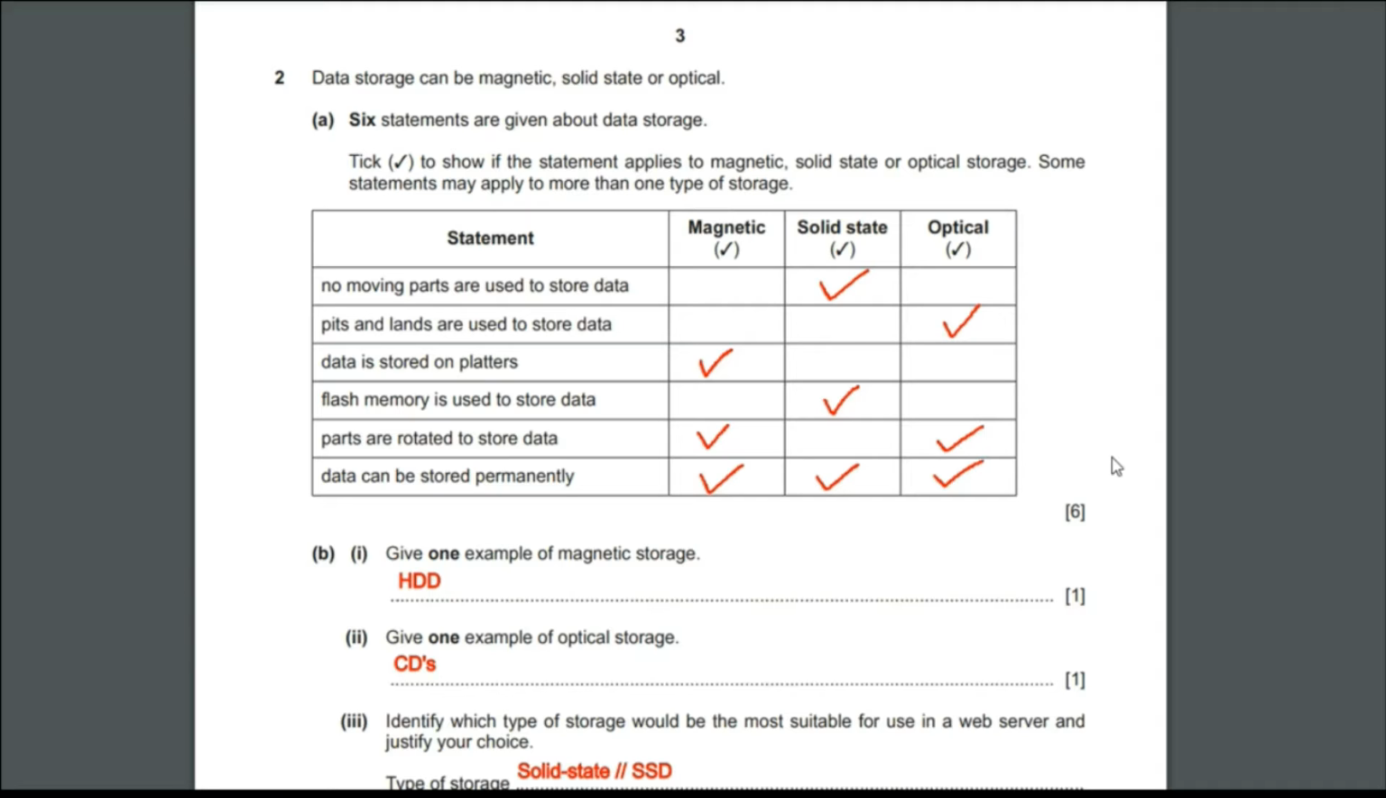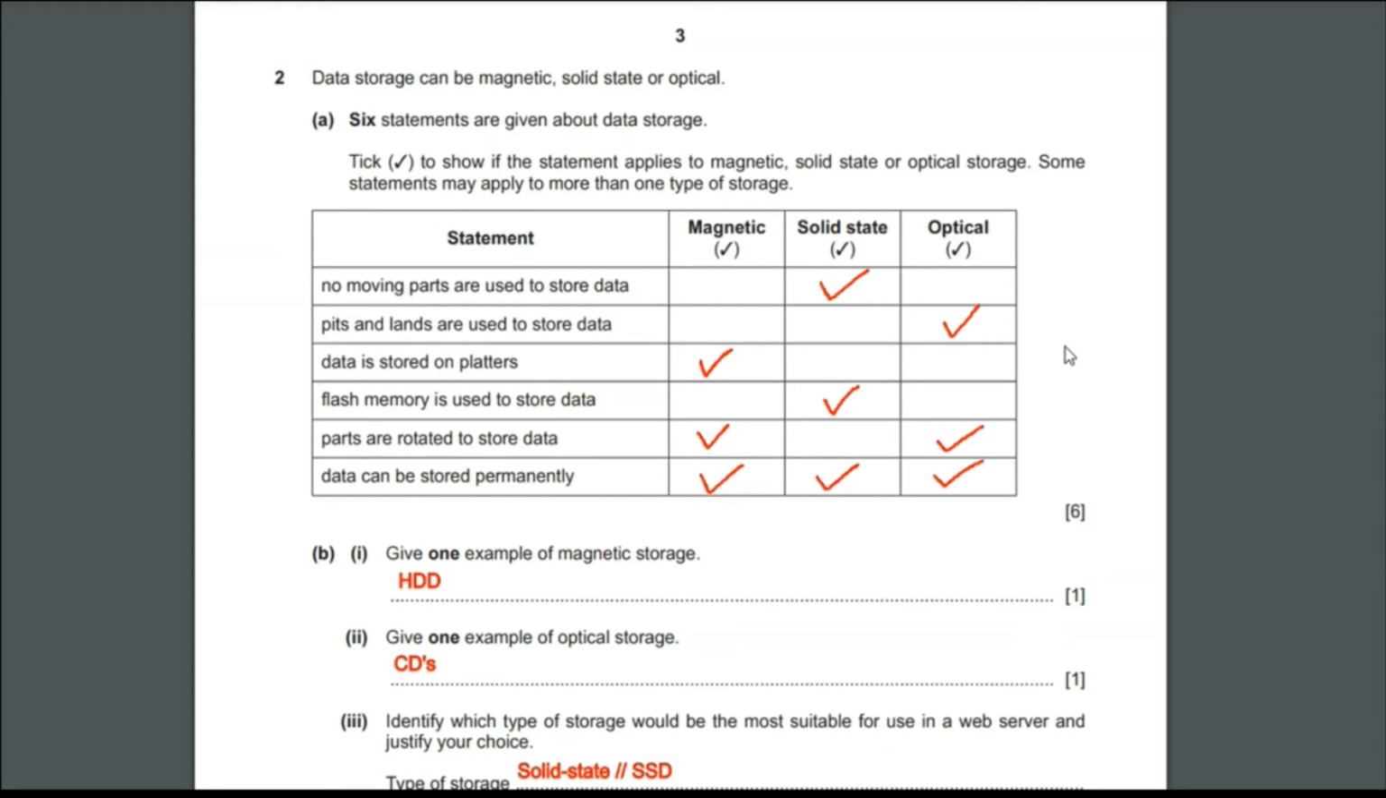And the second statement is pits and lands are used to store data. The magnetic storage device uses magnetic platters to store data. The solid state uses a series of NAND chips or flash memory to store data. It's only optical storage devices that use pits and lands to store data. So we have to take the optical storage device.